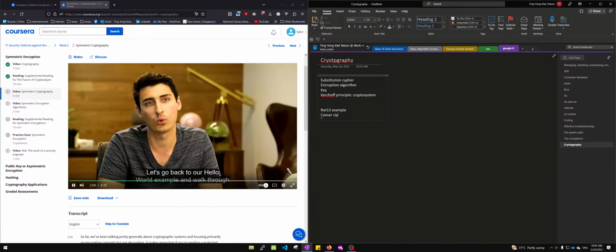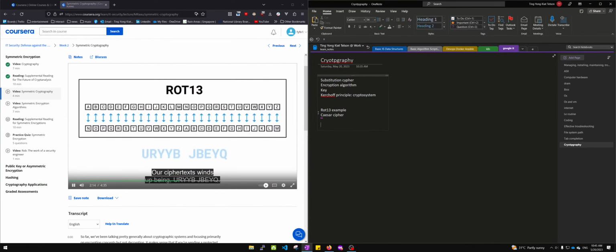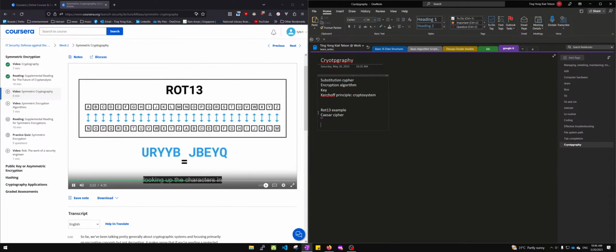Let's go back to our Hello World example and walk through encoding it using our ROT13 cipher. Our ciphertext winds up being URYYB JBEYQ. To reverse this process and go back to the plain text, we just perform the reverse operation by looking up the characters in the output side of the mapping table.